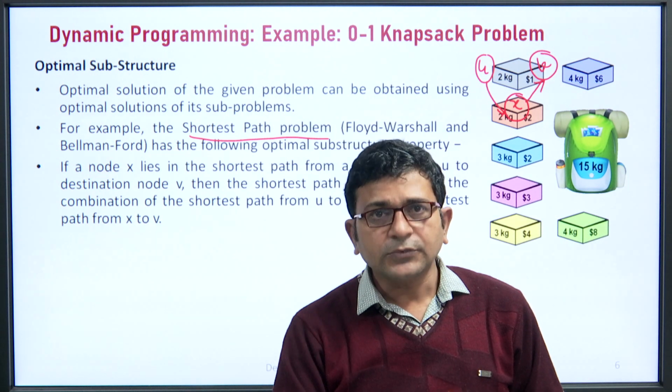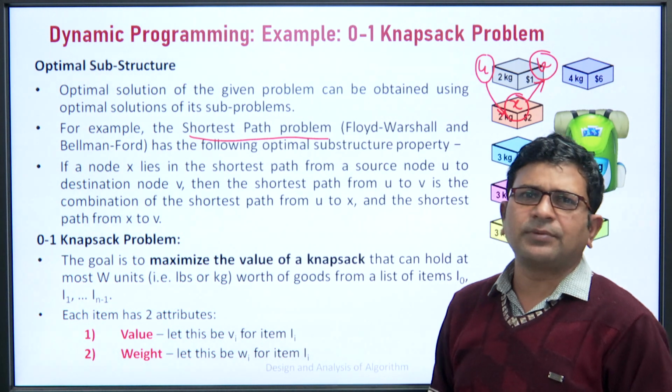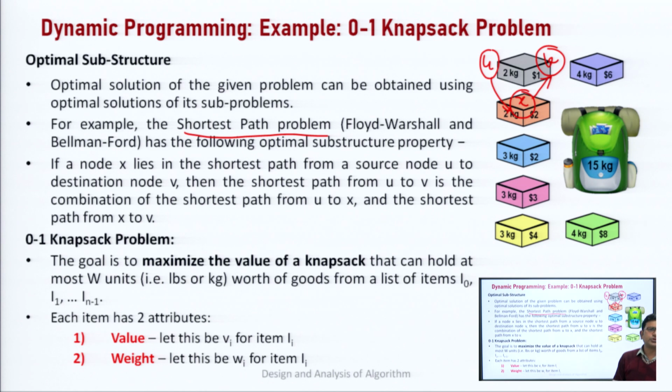Okay. So, here we are going to discuss the 0-1 knapsack problem. The goal is to maximize the value of the knapsack that can hold at most W units. W is the knapsack capacity, the maximum weight a knapsack can hold. We have a list of items I0, I1, I2, I3 up to I n minus 1, and each item has two attributes, value and its corresponding weight.